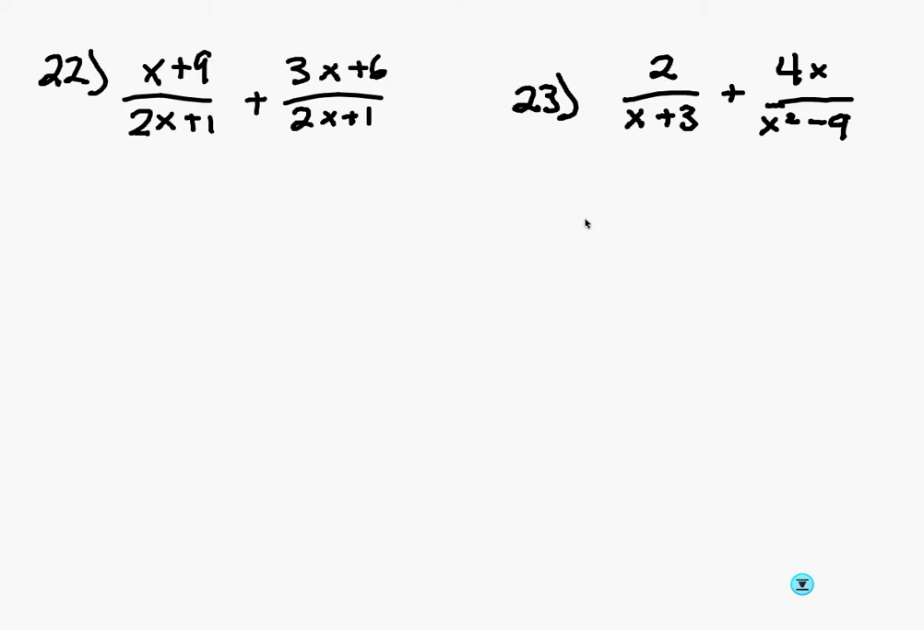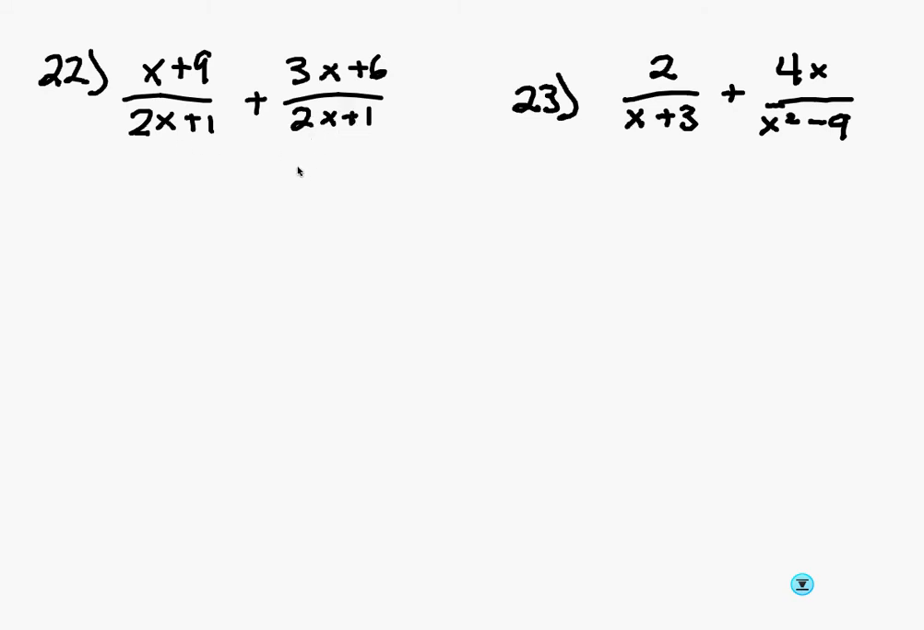First two problems of our assignment tonight are to add these fractions, simplify, and tell for what values of x the expression is undefined. So in our first one, on number 22, we can see that our denominators are the same. In other words, here we have a 2x plus 1 in the first term, and we have a 2x plus 1 in the second term.